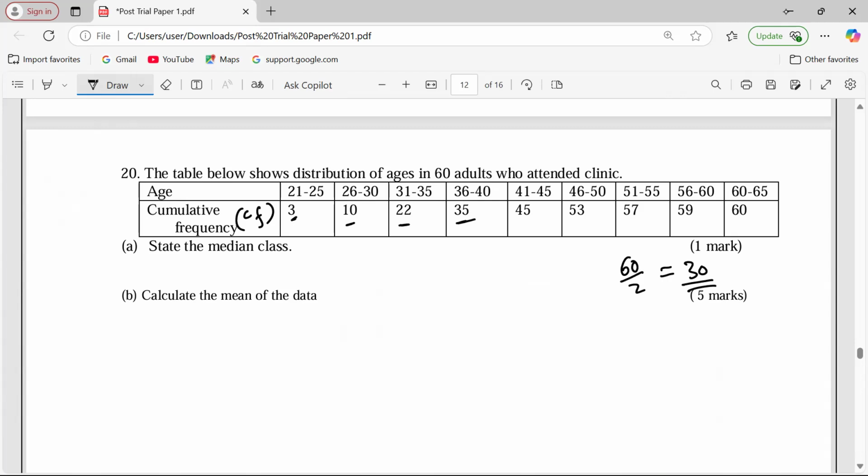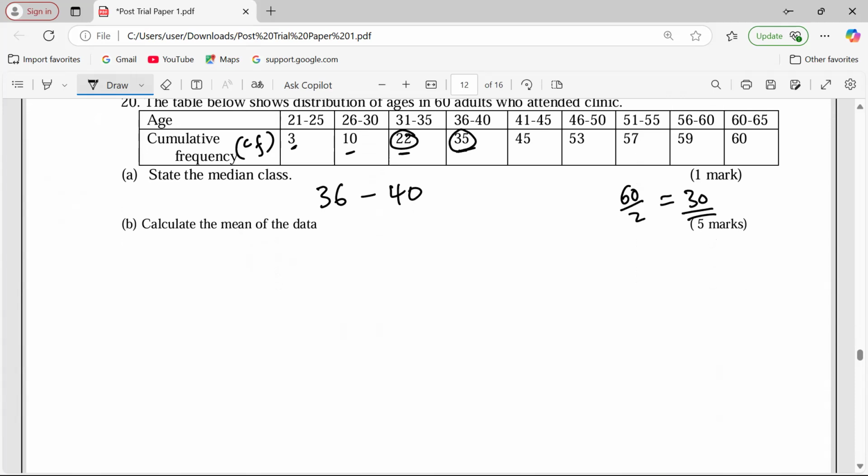the 30th is contained in this class because he is not in this one, but this one is beyond 30. So he is in this class, and that is class 36 to 40. That becomes our median class.